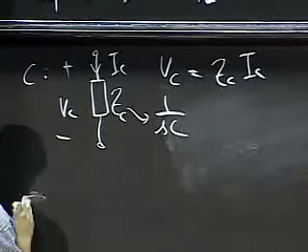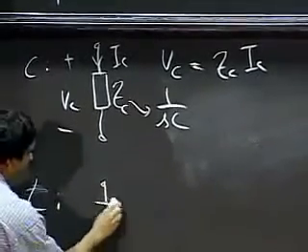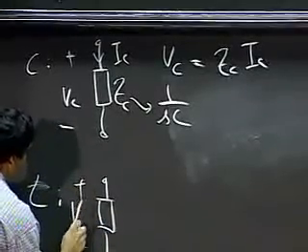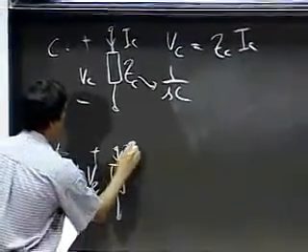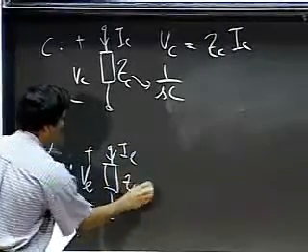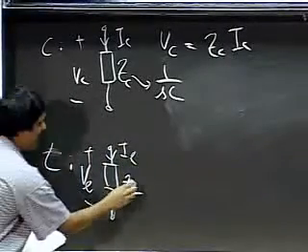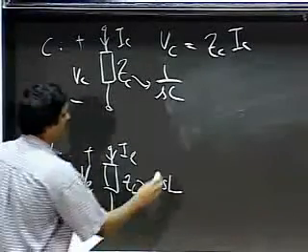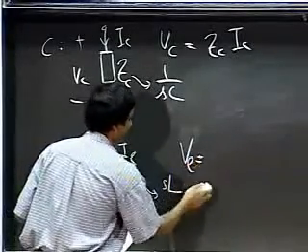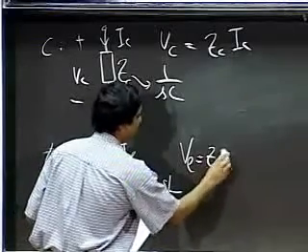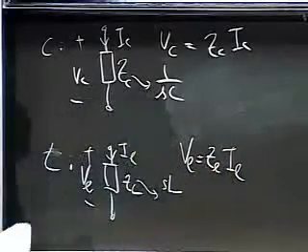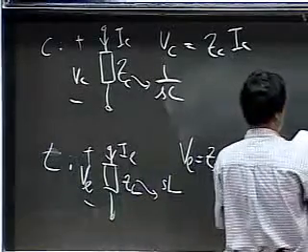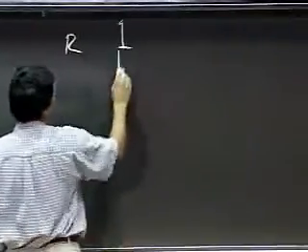Similarly, for an inductor, I can write its impedance ZL as SL, and I get VL equals ZL IL. Okay, and finally for a resistor, it's pretty simple.